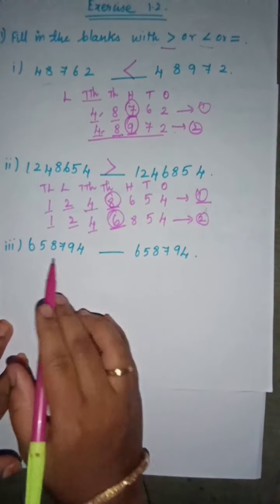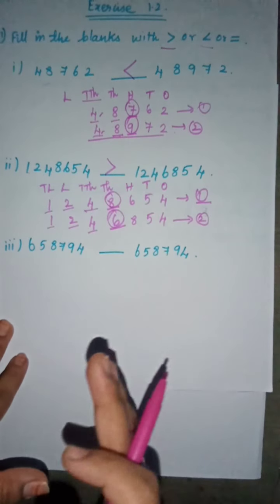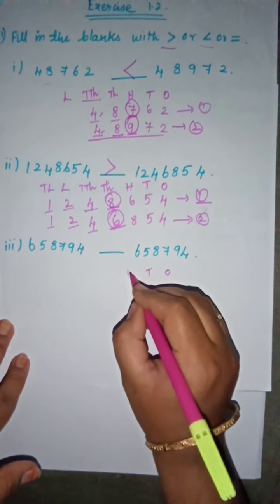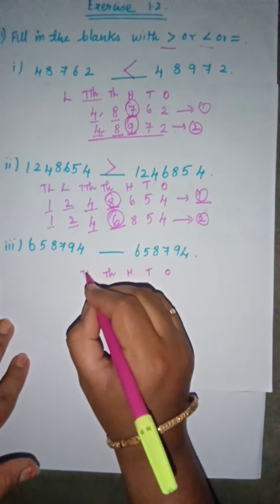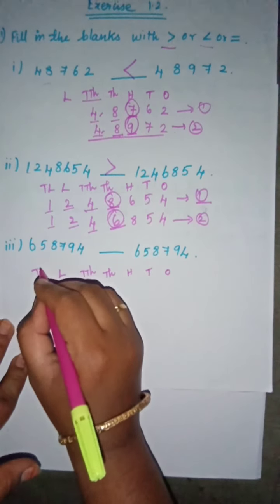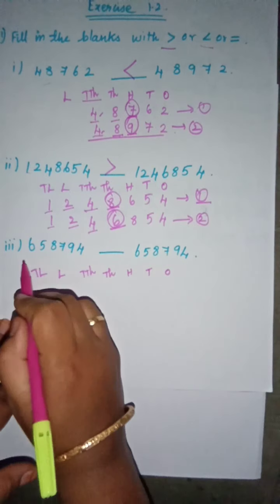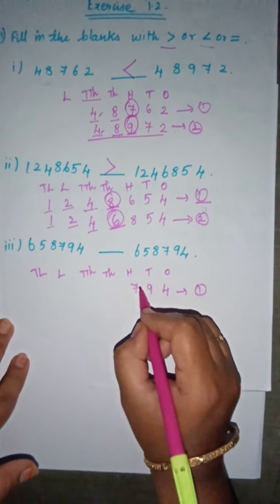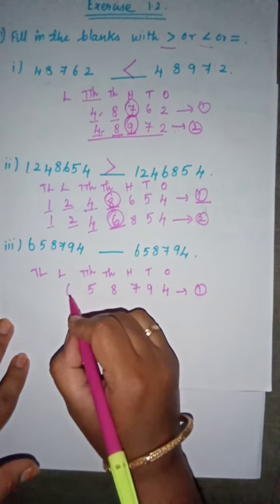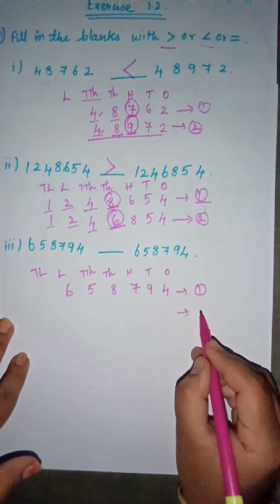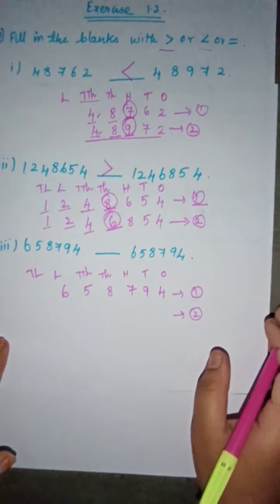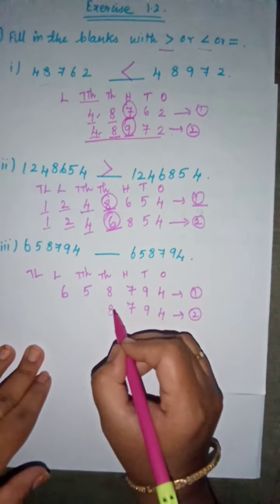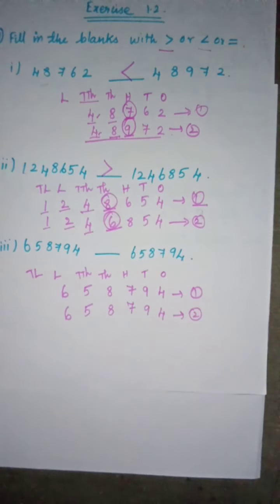Next, the third sum, the same thing. Now we are going to write the place value chart. So here ones, tens, hundreds, thousand, ten thousand, lakh, ten lakh. Now next we are going to write the first number first. So in ones it is 4 9 7 8 5 6. Then the second number also is the same as here, 4 9 7 8 5 6. Okay, that is completed.